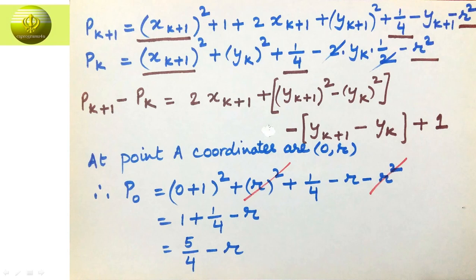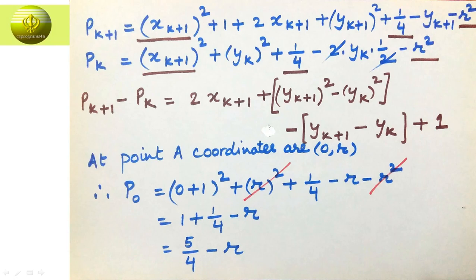Now, what is the value of pk plus 1? Basically, it's the expansion of our previous equation: (xk plus 1) whole square plus 1 plus 2(xk plus 1). Basically, it is the identity a square plus b square plus 2ab. Similarly, I can write for yk plus 1, then r square. Why have I underlined these values? Because when I subtract these, we have to cancel out these values: (xk plus 1) square, (xk plus 1) square, 1 over 4, 1 over 4, then r square, because these are similar values. And after subtracting, we can design this equation.